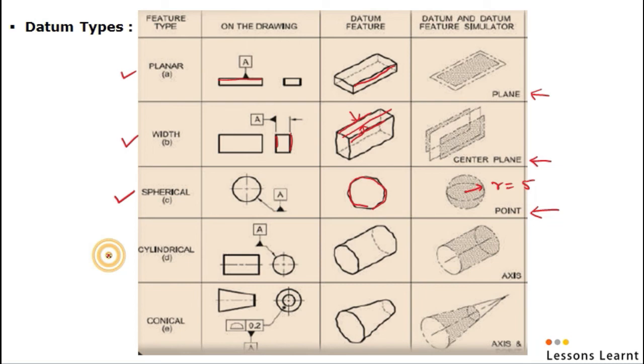The fourth one is the cylindrical one. We have given datum on the surface of this cylinder. In the actual part we can see some sort of waviness. This is called the datum feature, and what is driving this surface is the central axis. Similarly, dimensions are given like this: R equal to 5 plus minus 0.1. So what is the datum feature simulator? It is the axis.